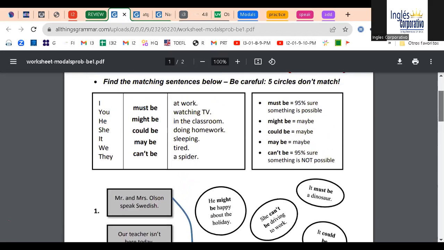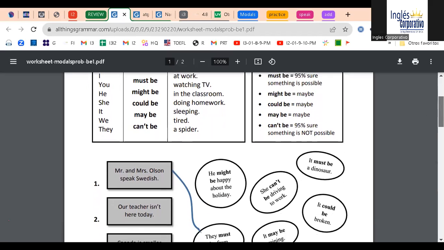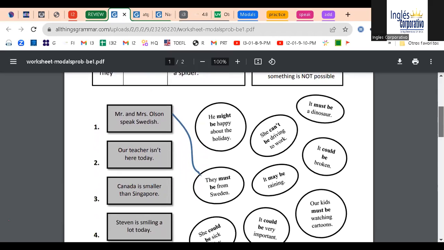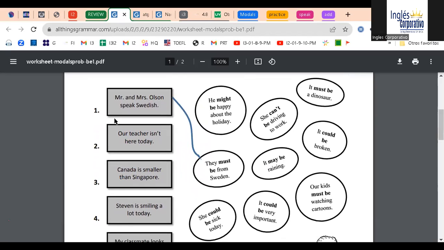Okay, cool. So now we have to be careful because five circles don't match. So we have some more information, right? So that is not needed. Okay, so we're gonna miss out some. Let's see. Number two, our teacher isn't here today. So what do you think about it? Our teacher isn't here today. She could be sick today. Okay, let me see. Okay, she could be sick today.